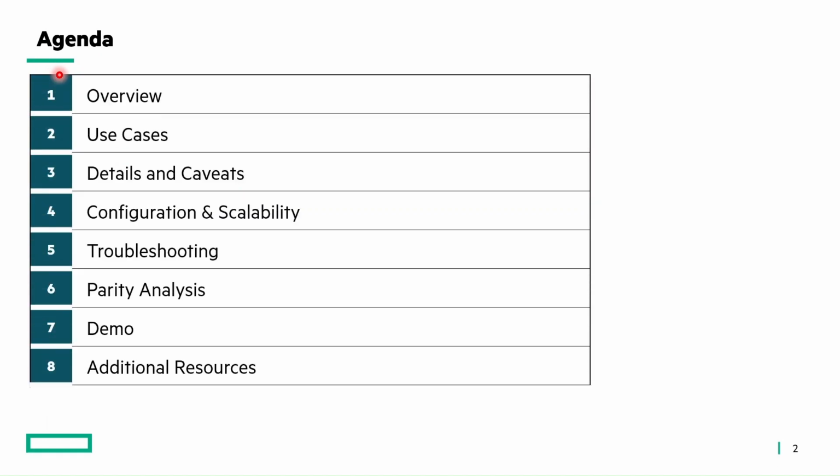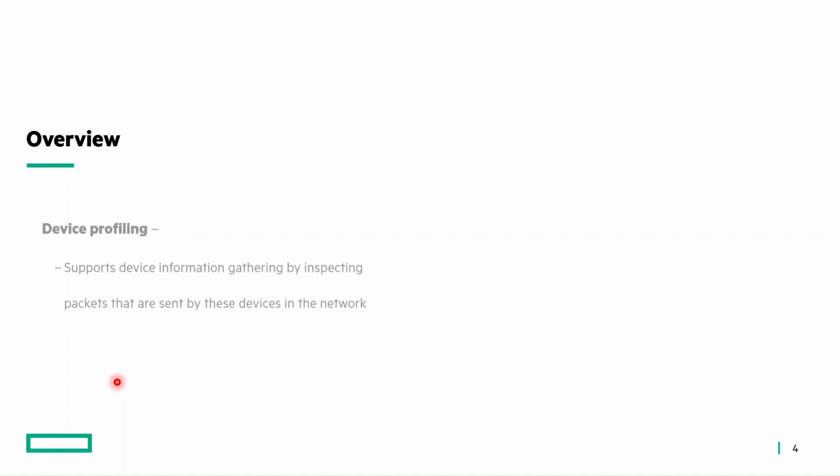First, let's see the agenda of this session. Today, we will talk about the overview of this feature, the use case it's trying to solve, details and caveats of how the feature works, how to do the configuration and scalability, how we can troubleshoot if there are any issues, parity analysis with the competitors, a demo of how the feature works, and any additional resources required for this feature.